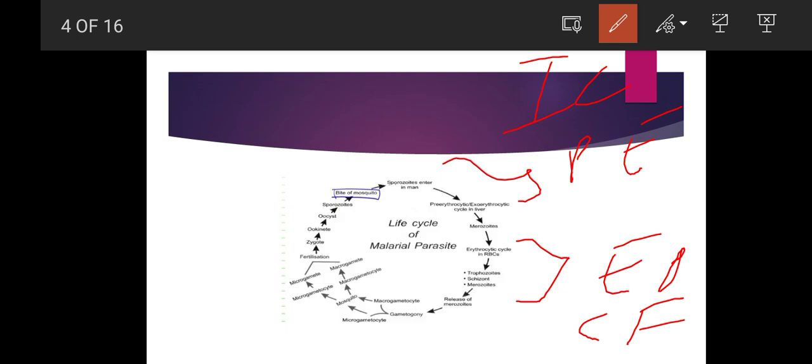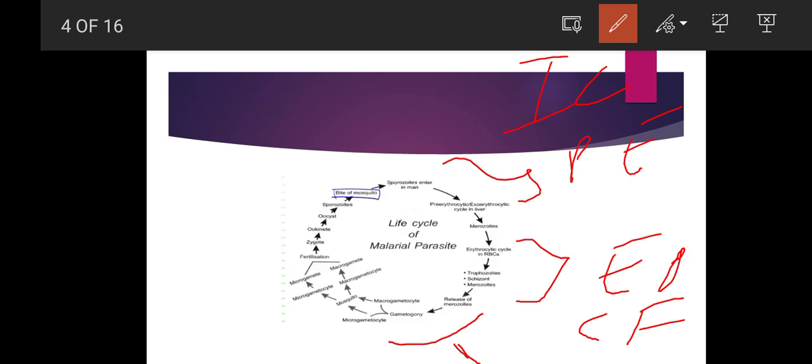Now from the erythrocytic phase, we'll move to the gametogony phase, where we have the production of the male and female gametocyte. Now the male and female gametes will be produced in the red blood cells in man, but fertilization will not occur in man. Fertilization occurs in the mosquito.